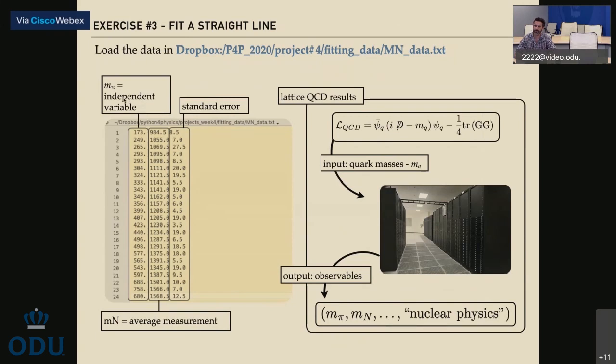Okay, so what comes out is the pion mass. In this case, I have given you the pion mass, the nucleon mass, and the error on the nucleon mass. And this is data that have been obtained by various different collaborations around the world. So you can imagine that for each one of these points, many months and maybe years of work has gone into obtaining these points. So that's a remarkable achievement.